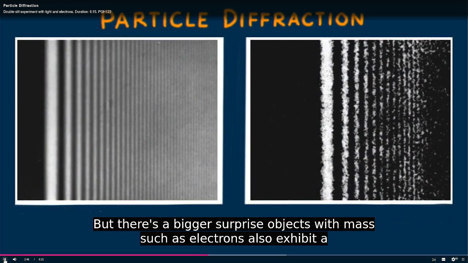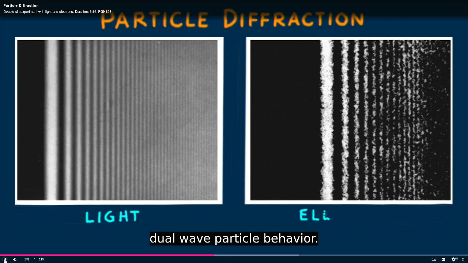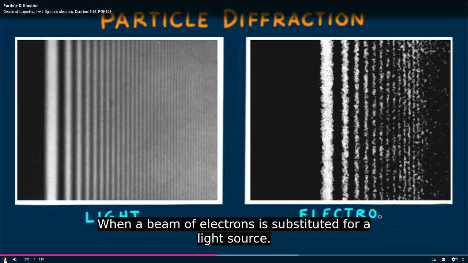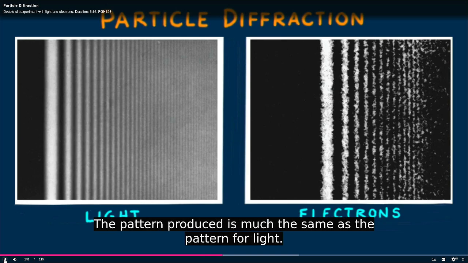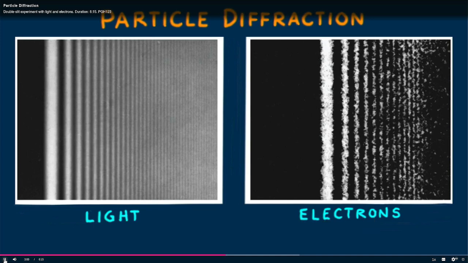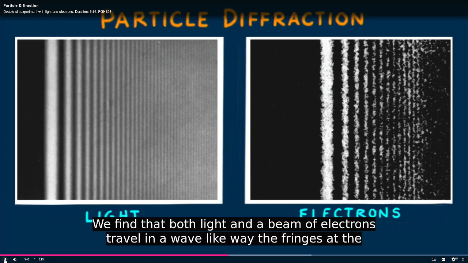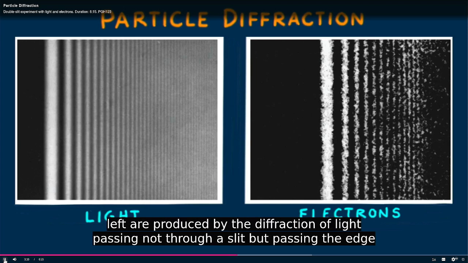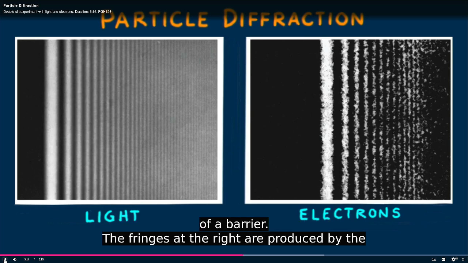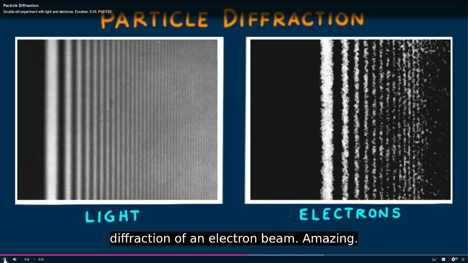Objects with mass, such as electrons, also exhibit a dual wave-particle behavior. When a beam of electrons is substituted for a light source, the pattern produced is much the same as the pattern for light. We find that both light and a beam of electrons travel in a wave-like way. The fringes at the left are produced by the diffraction of light passing not through a slit, but passing the edge of a barrier. The fringes at the right are produced by the diffraction of an electron beam.